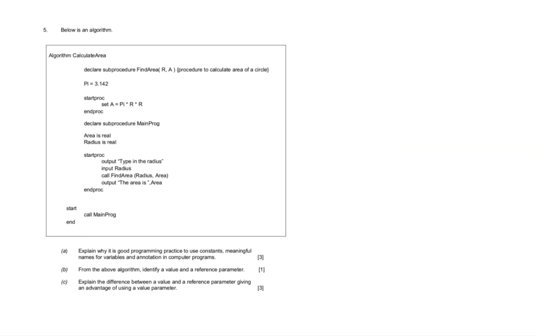Moving quickly on to question 5, this is all about algorithms and programming. So you've got a chunk of code, and what you need to do in question 5a is to explain why it's good programming practice to use constants, meaningful names for variables, and annotation in computer programs. That is for 3 marks. 3 distinct sections there, nice and easy, 1 mark for each.